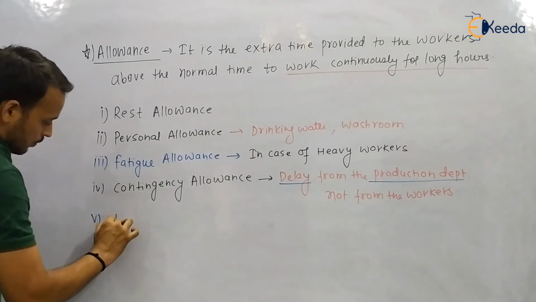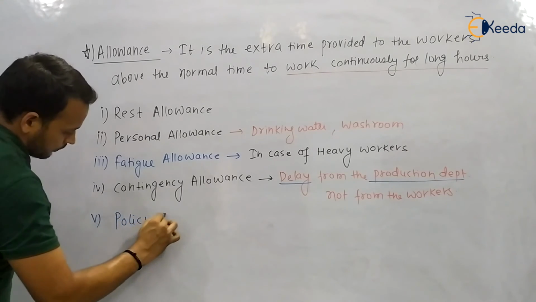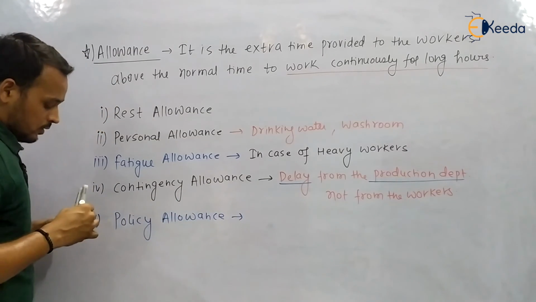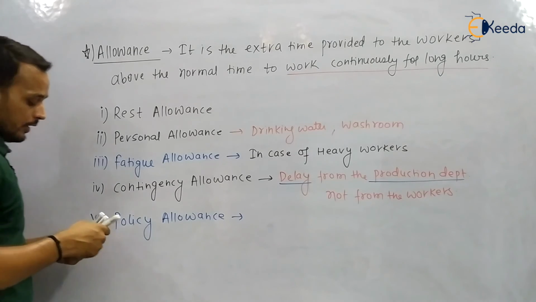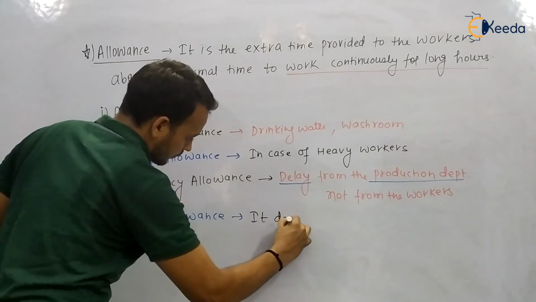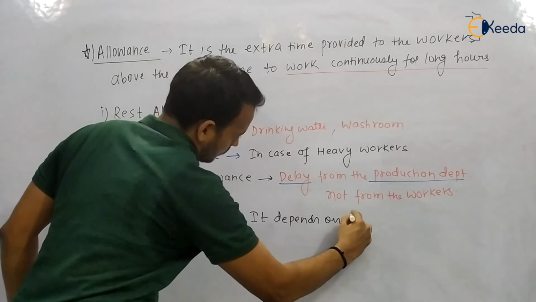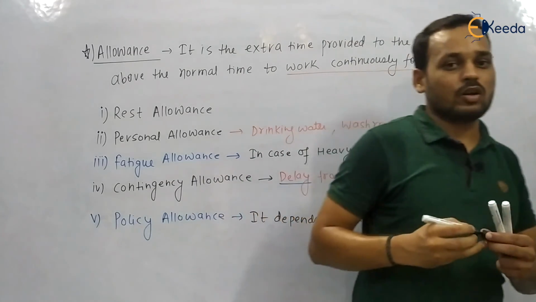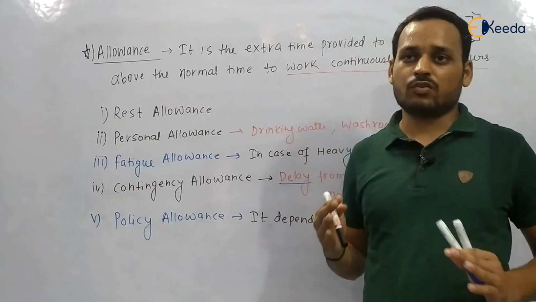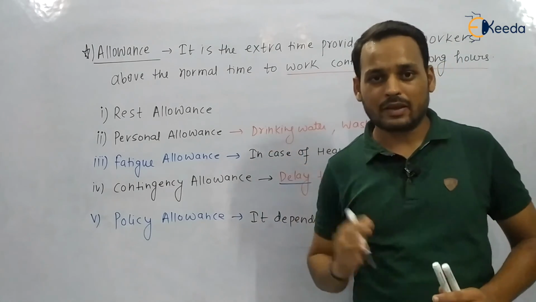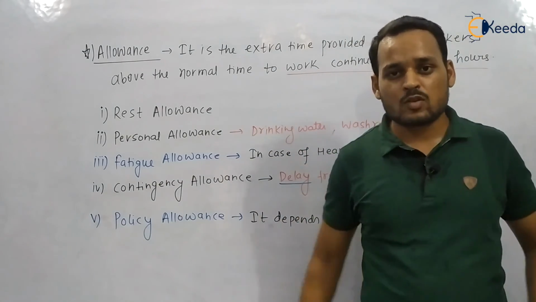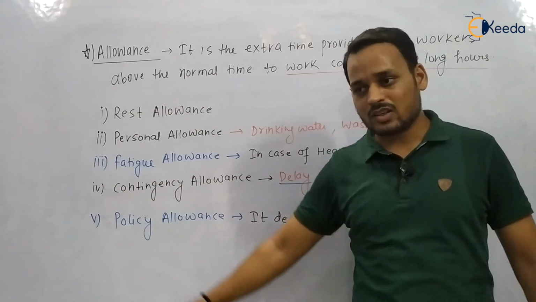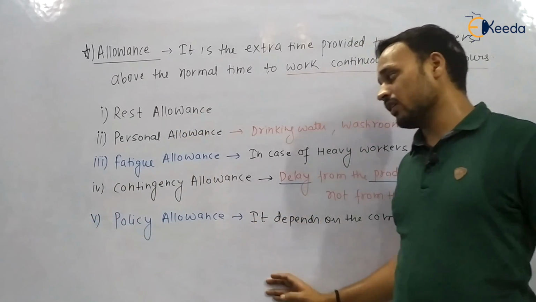And the fifth one is policy allowance. That depends on the policy of the company. It depends on the company, what they are going to fix, or what changes they are going to make. Suppose there is some strike, so the work will not take place. A strike happens in the industry, the work is not going to take place, so the workers will get a chance to take the rest. So everything will come under the policy allowance.